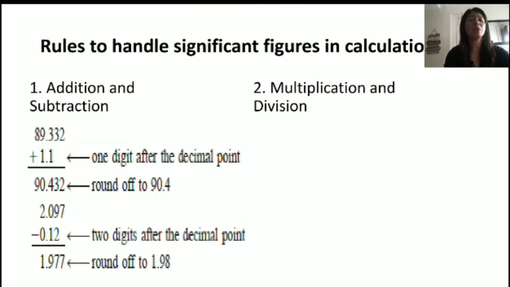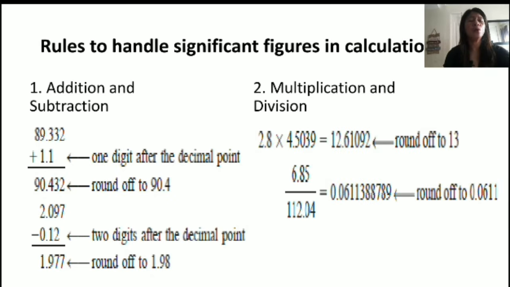What about in doing multiplication and division? We also follow the same rules or guidelines. So, for example, we multiply 2.8 and 4.5039. The initial answer is 12.61092. In expressing the final answer, you consider the number of significant figures. So you count the number of significant figures in your factors. We have 2.8 here. It has 2 significant figures.